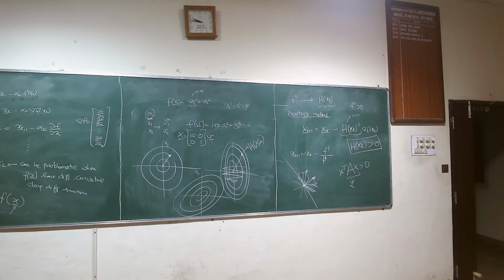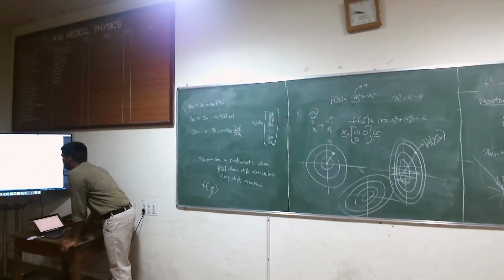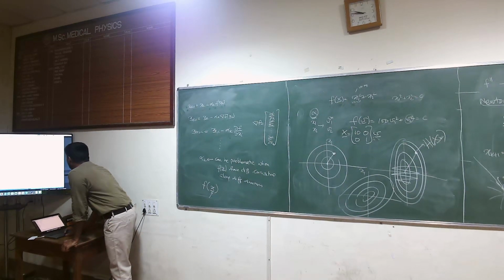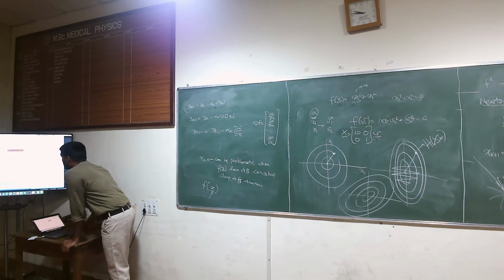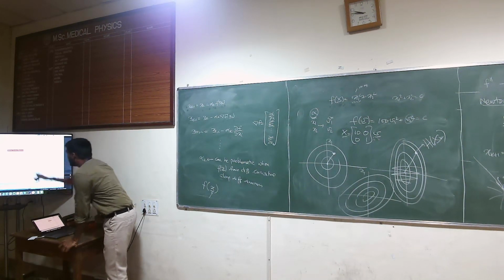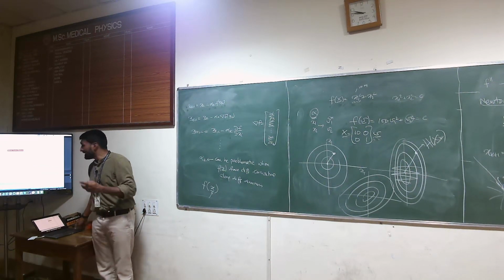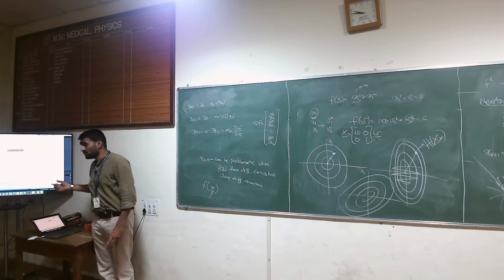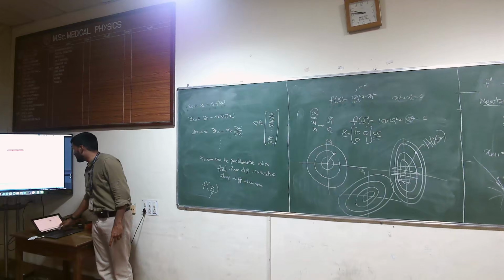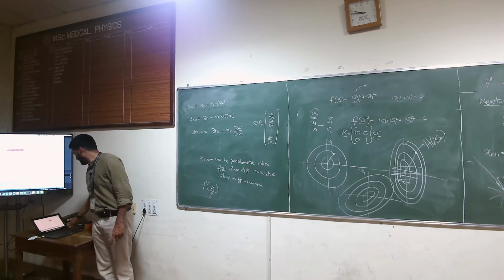Let's look at my demonstration again. This is Newton's method. This is a quadratic function, which means I only need one step to get to the minimum. If you do Newton's method, no matter where you start from, you always reach the minimum in one step.